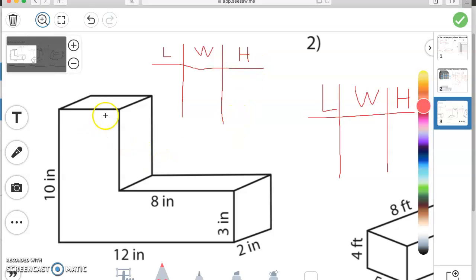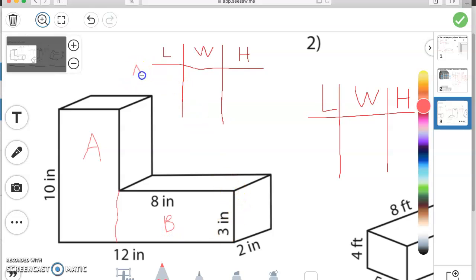So I have to split this L block into 2 rectangular prisms. You could do it in one of 2 ways. You could split it up going this way, and I'd have a prism here and a prism here. Or you could split it up this way, and you'd have a rectangular prism over here and over here. I think for this one, I'm going to split it up vertically, so I'm going to go down. All right, I'm going to label this prism A, and this is going to be my prism B.